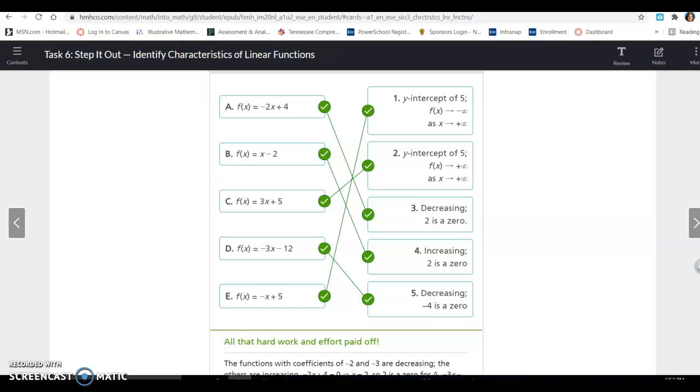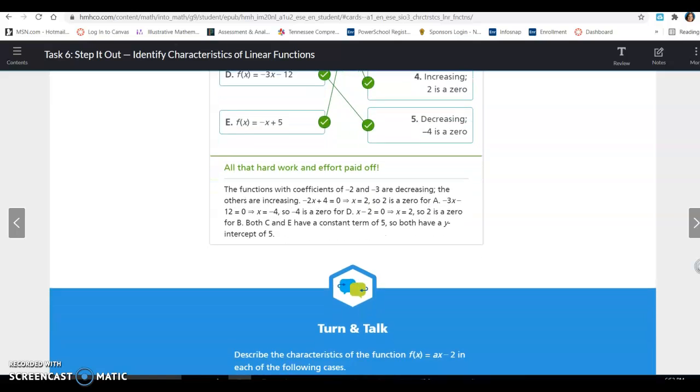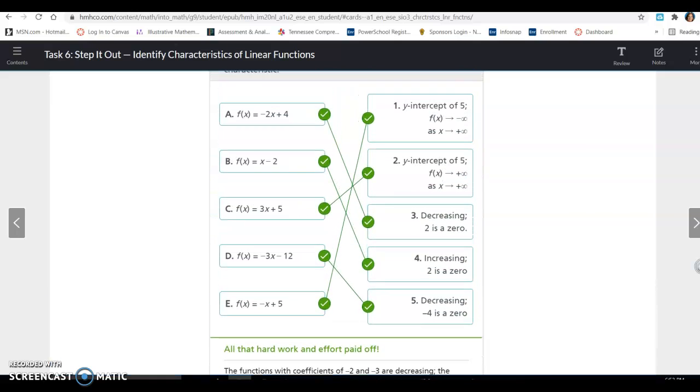All right, so you can either graph these and look at these characteristics, or if you get to know what the equations are and what the positives and negatives and the y-intercepts and the slope tell you, then these are not too difficult to match up. All right, we have one more. If you want to pause the video, we're moving on to task 7.